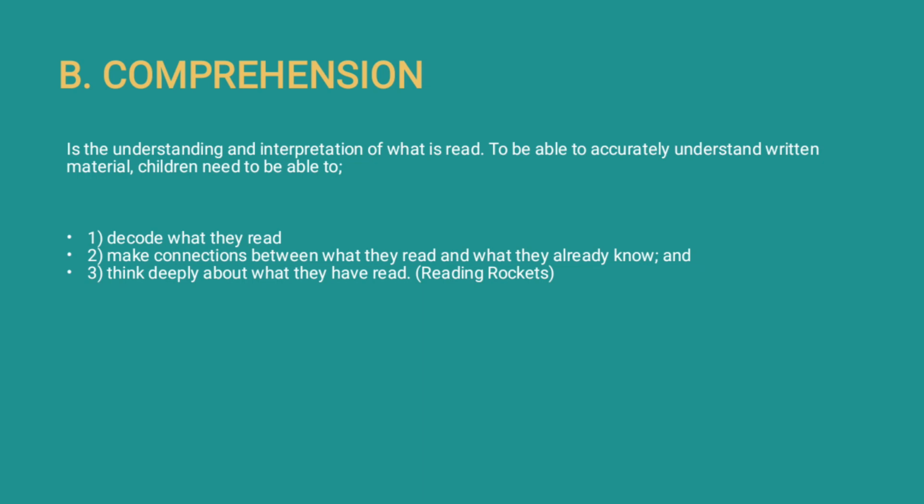So let's proceed to letter B, comprehension. Comprehension is the understanding and interpretation of what is read. To be able to accurately understand written material, children need to be able to decode what they read, make connections between what they read and what they already know, and think deeply about what they have read.